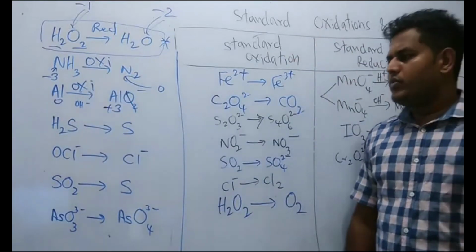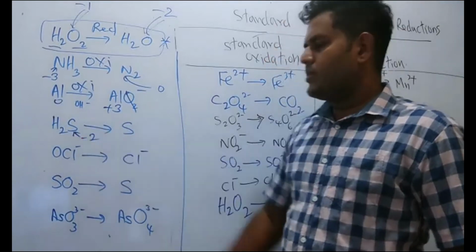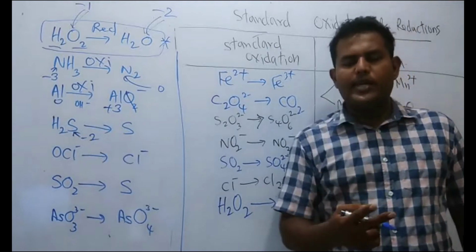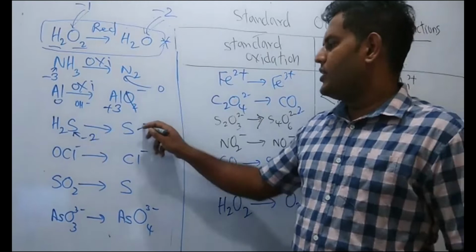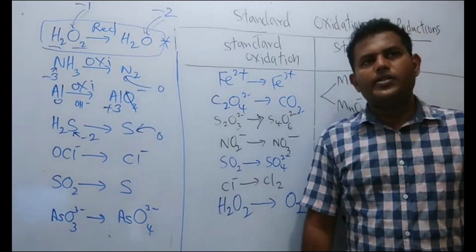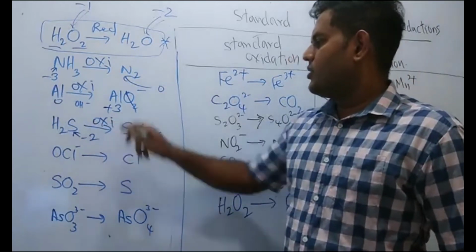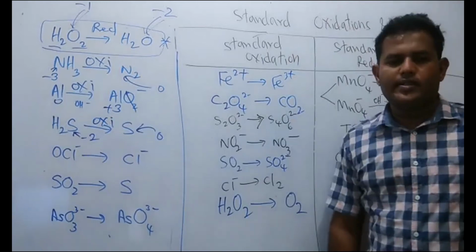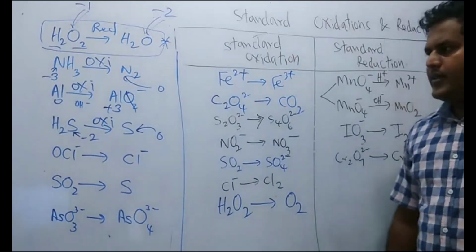H2S to sulfur. 2 hydrogens plus 2, and then this sulfur is minus 2. This sulfur is 0. So minus 2 to 0 means oxidation. Right? Oxidation.